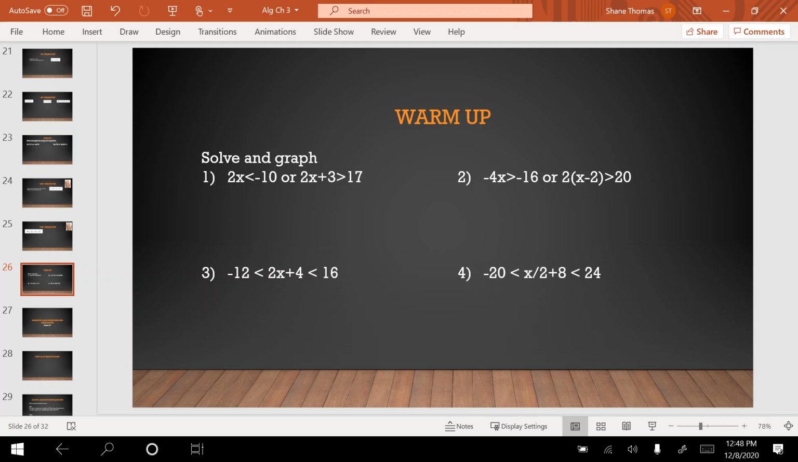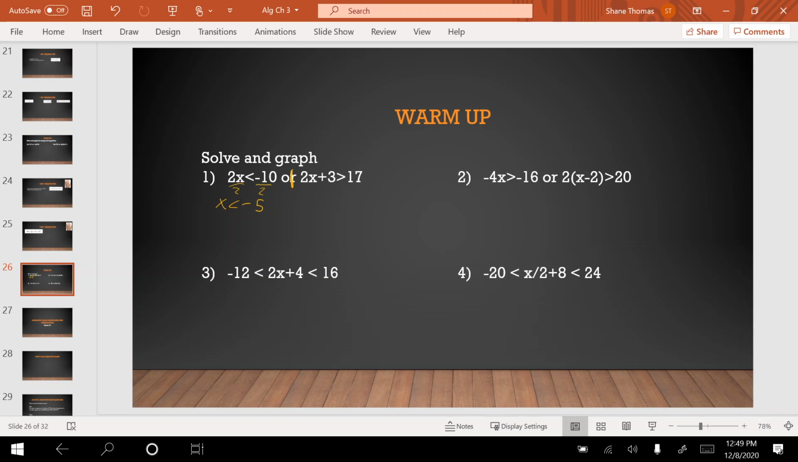So, first one. Anytime you have an OR, solve them independently. So we just split it right here. I divide both sides by 2. Divide by 2. Divide by 2. X is less than -5.